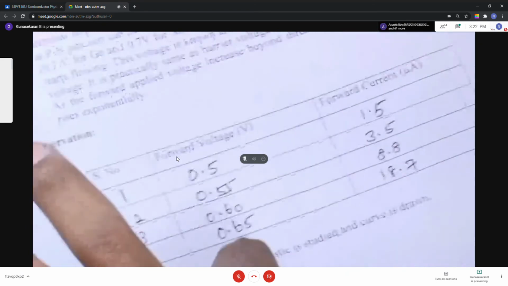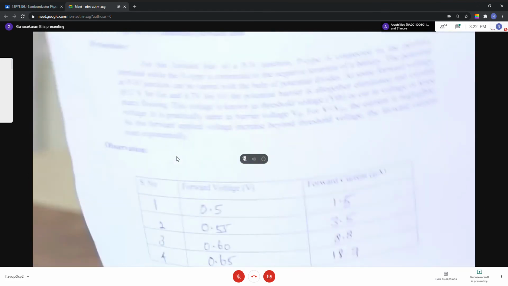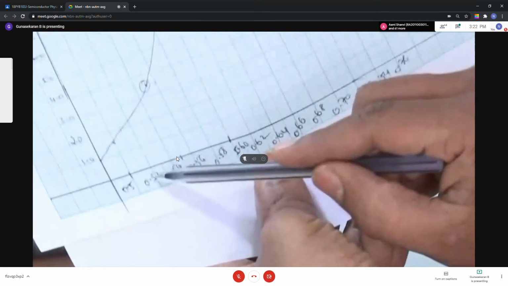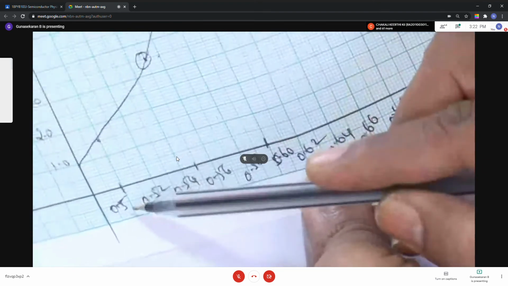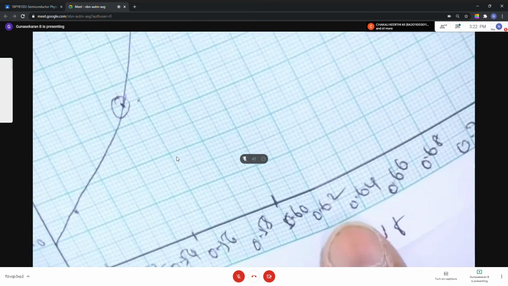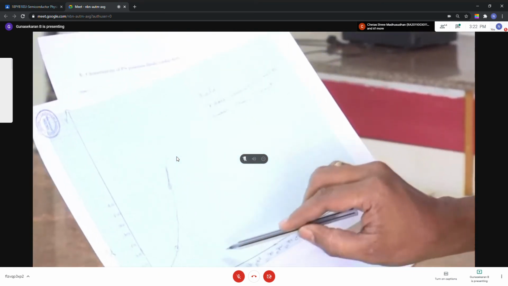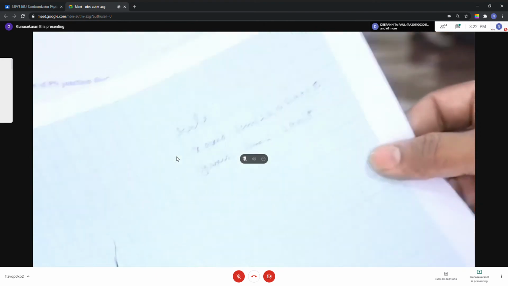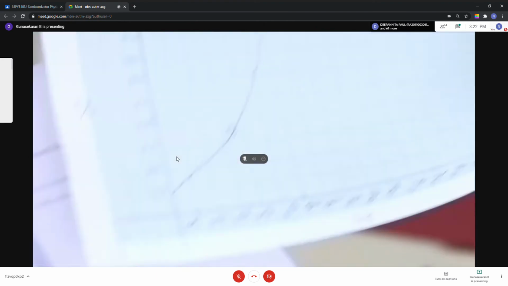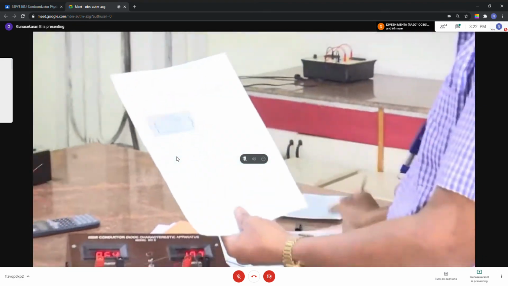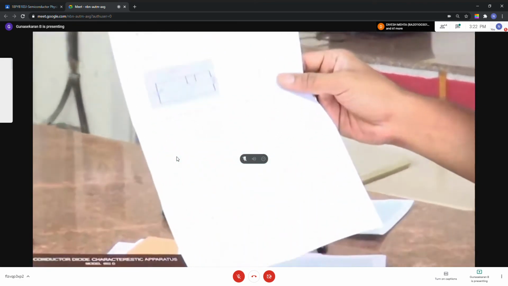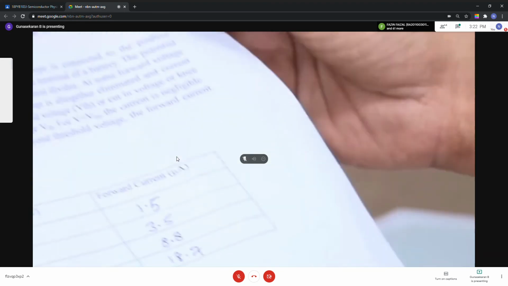Based on these values, we should draw the graph. Based on the observed values, the graph is plotted. For the graph, the points I use are 0.5, 0.52, 0.54, or if possible 0.5, 0.51, 0.52. The x-axis scale is 0.02, but you can fix 0.005, so the curve is very smooth and exponential. This is the graph for the PN junction diode under forward biasing. Finally, the result: the PN junction characteristic is studied and the graph is plotted.